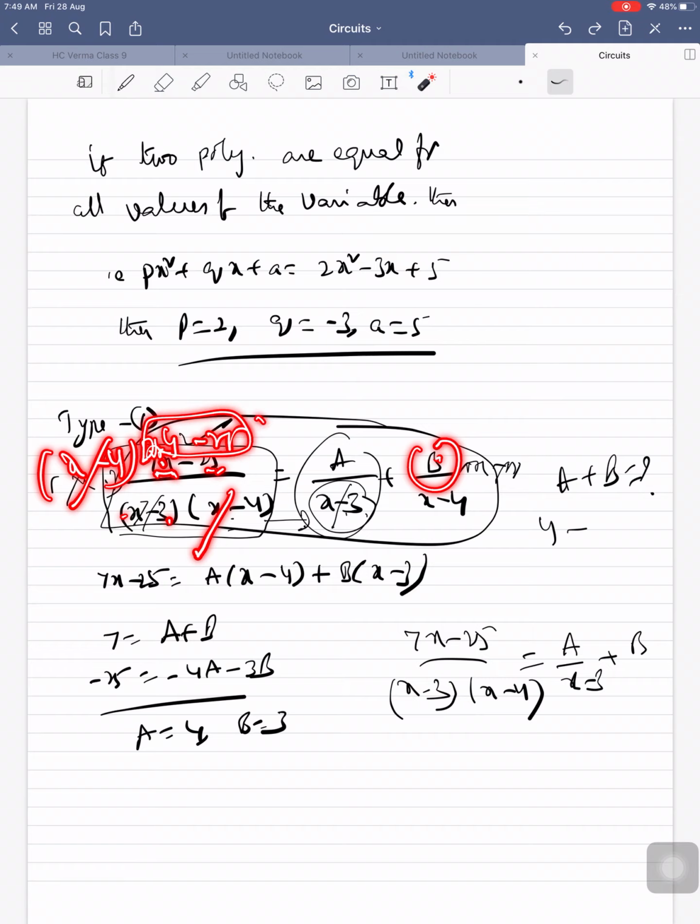Don't try to write this type of numbers also. So 7 into 4 is 28 minus 25, 3 by 1. B equal to 3. That's it. Fraction of seconds, don't try to make it as for 1 minute. Okay?